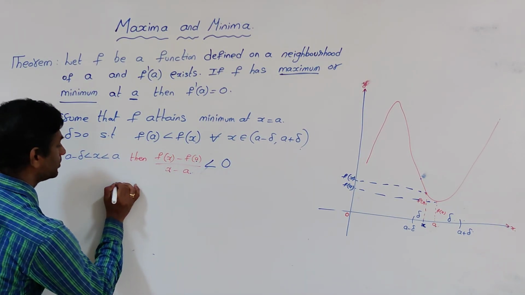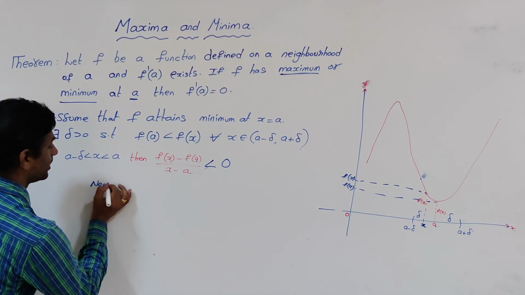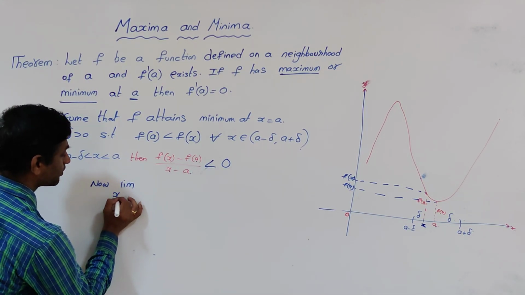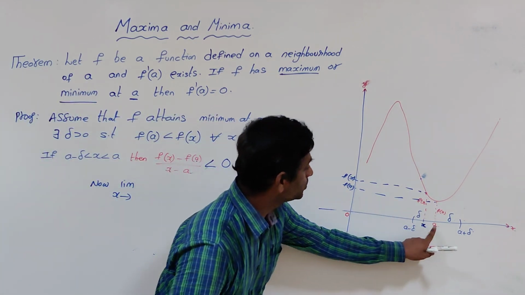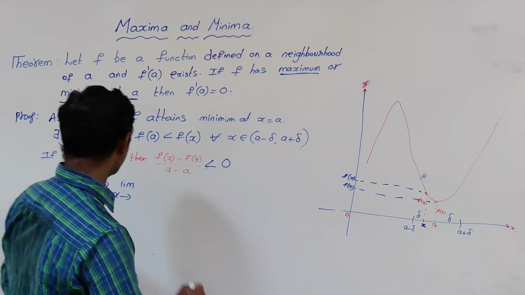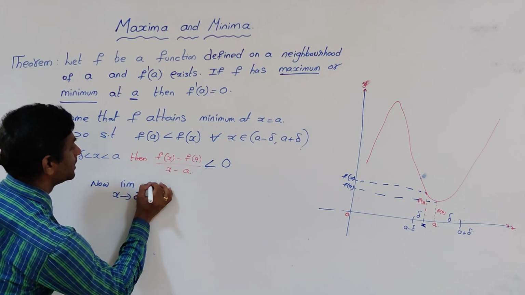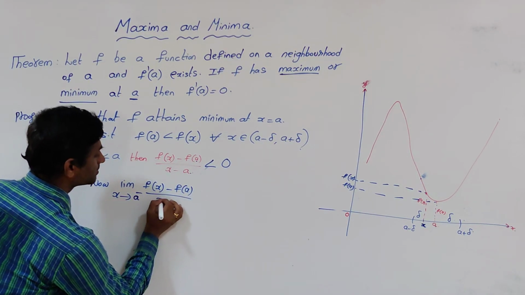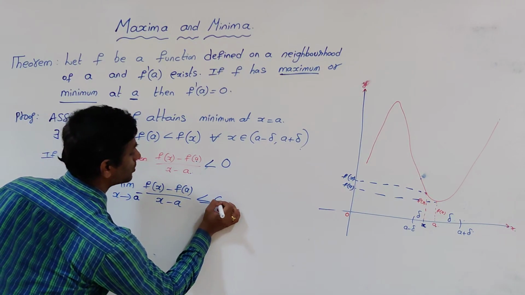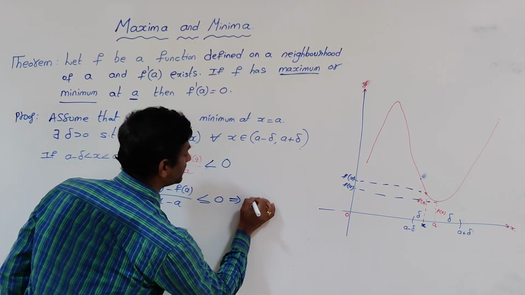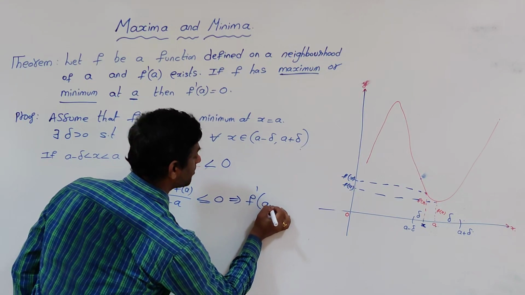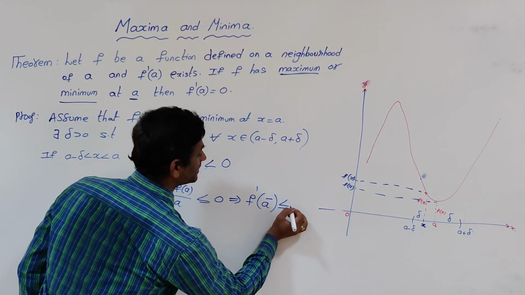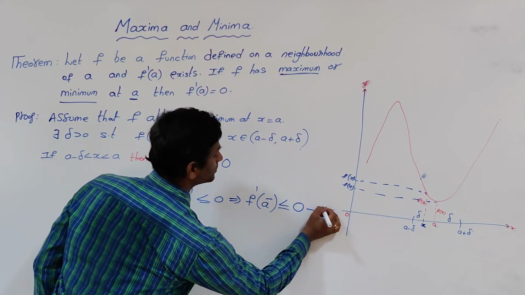Now, taking the limit as x approaches A from the left side, f of x minus f of A by x minus A will be less than or equal to 0. So what we have is f dash of A minus will always be less than or equal to 0. Assume that this is equation 1.